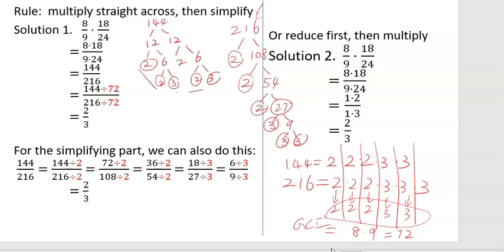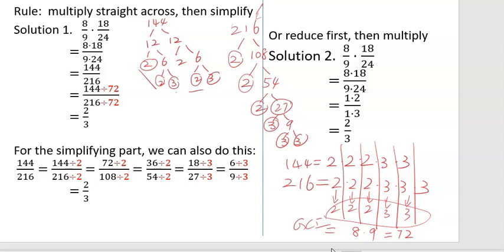But if you don't want to take time to find the GCF, you're going to have to divide. First, you divide both of them by 2 because they're both even, and then divide by another 2 because they're both still even, and divide by another 2. And when you get here, they're not both even anymore, so 27 is odd. We cannot divide by another 2, but 3 can go into both of them. And then after you divide by another 3, you can see you get 2/3, same answer.